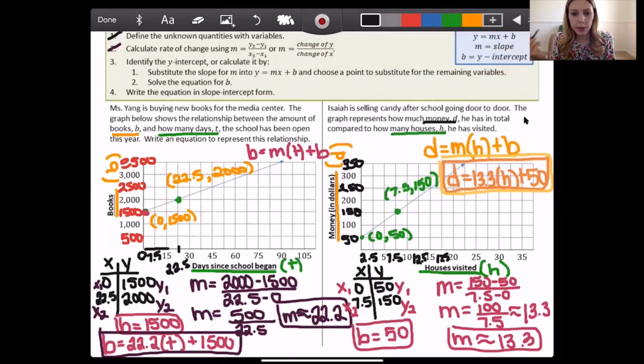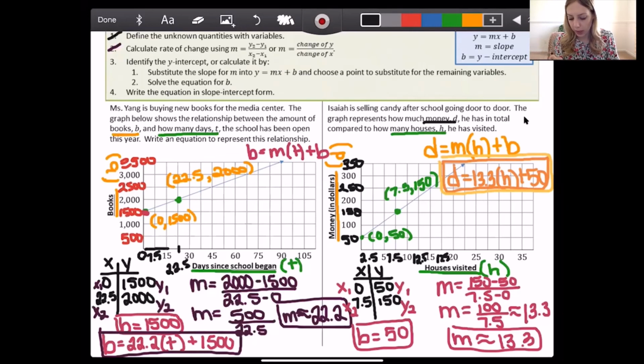My next step was to figure out my scale of my graph. So I know that on my x-axis, it was going by 2.5s. And then on my y-axis, we were going by 50, 50, 100, 150, and then so on. Now my next step is to calculate my rate of change. So I picked 2 points from my graph. I picked 0 and 50, 7.5, and 150. Then I made a table to organize my points. Then I used those to calculate the rate of change.